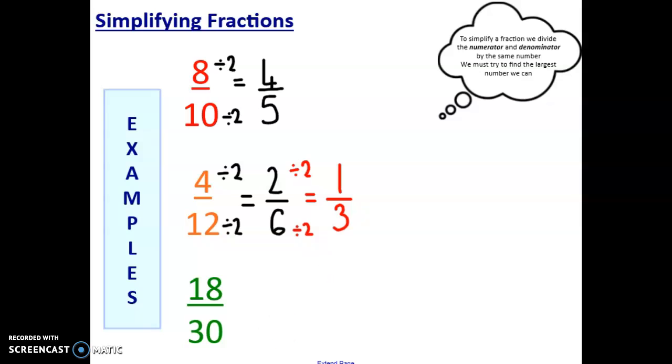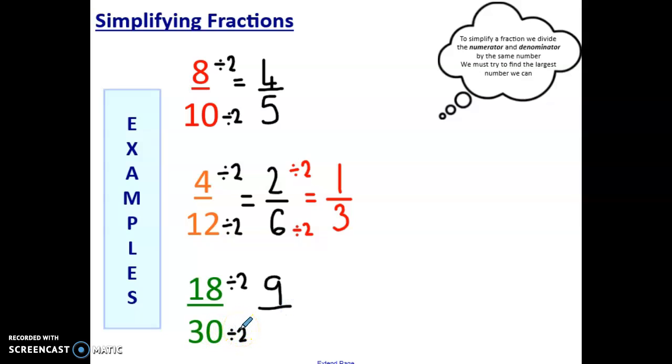Let's take a look at our final example. 18 and 30 are both in the 2 times table, so I'm going to divide 18 by 2 and I'm going to divide 30 by 2. What is 18 divided by 2? Lovely. 18 divided by 2 is 9. What is 30 divided by 2?